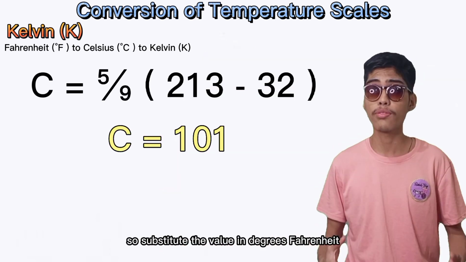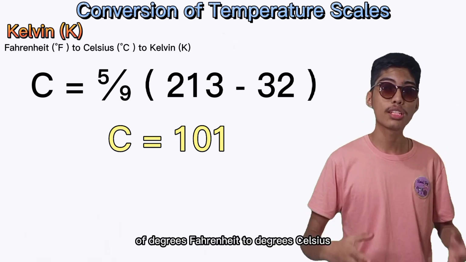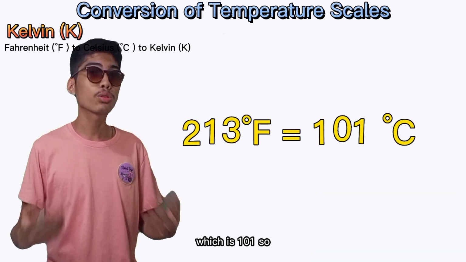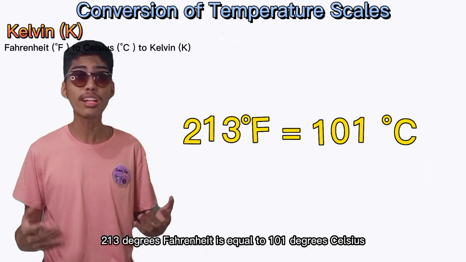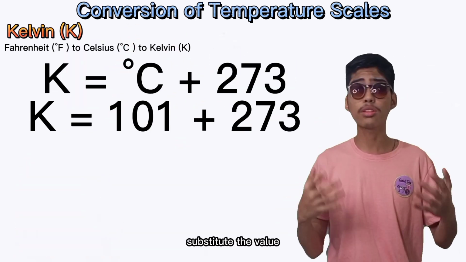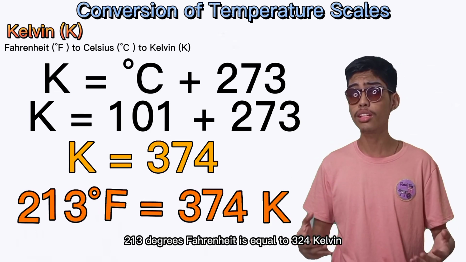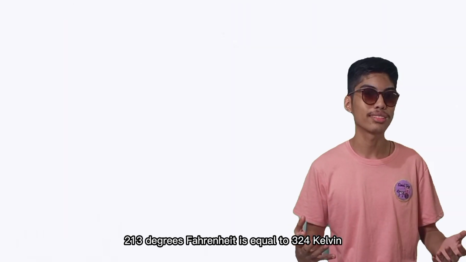So substitute the value in degrees Fahrenheit. We now have the value of degrees Fahrenheit to degrees Celsius, which is 101. So 213 degrees Fahrenheit is equal to 101 degrees Celsius. We go back to our mother formula, substitute the value. Therefore, our final answer is 213 degrees Fahrenheit is equal to 324 Kelvin.